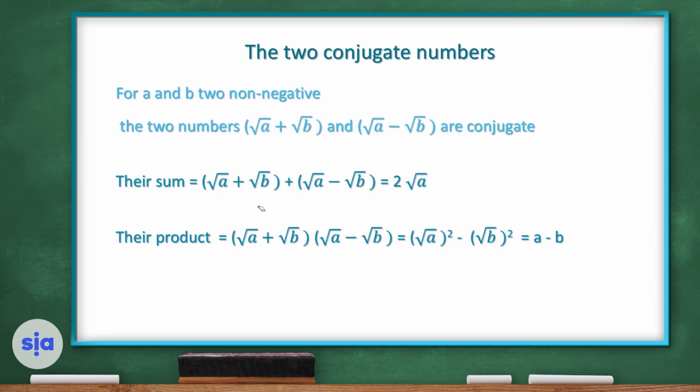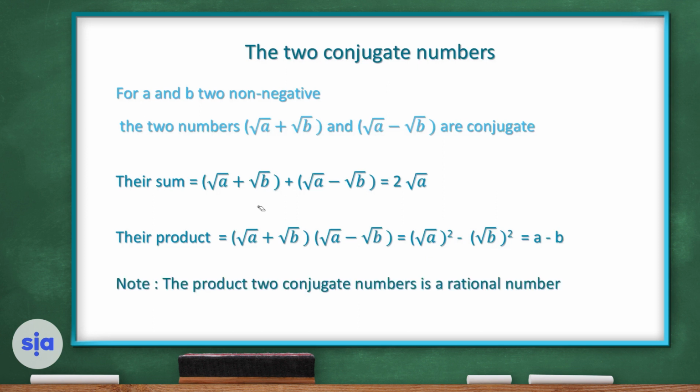The product of two conjugate numbers, like for example root a plus root b multiplied by root a minus root b, that's the difference between two squares, then it is root a squared minus root b squared, then root a squared is a, minus root b squared is b. So the product of the two conjugate numbers is a minus b. Note that the product of the two conjugate numbers is always a rational number.